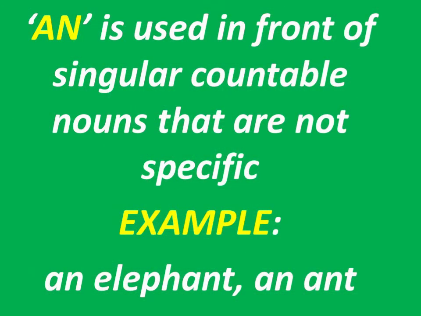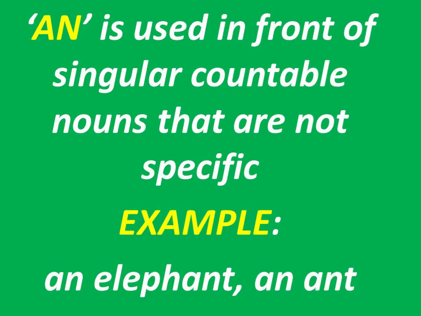An is also used in front of singular countable nouns that are not specific. This time, we use elephant as an example. An elephant, an ant.